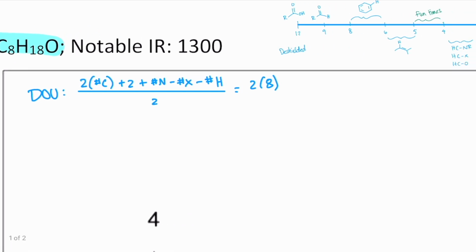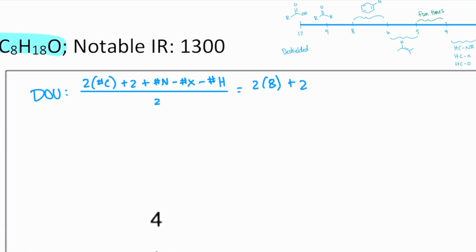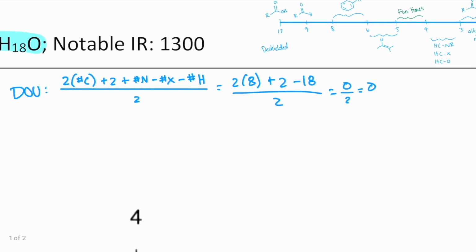So, for this question, we have 8 carbons plus 2, no halogens, no nitrogens, minus 18. That's 16 plus 2, 18 minus 18 over 2, which is 0 over 2, which is 0. So we have no double bonds. Interesting. The next thing we can look at is our IR spectrum.